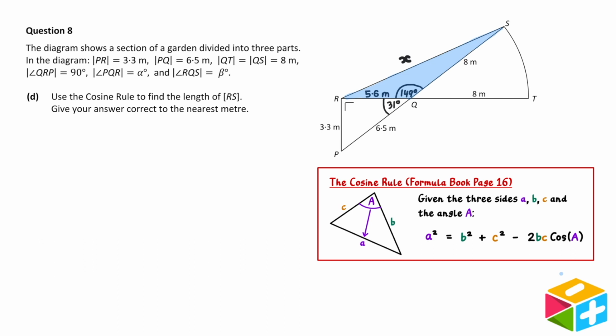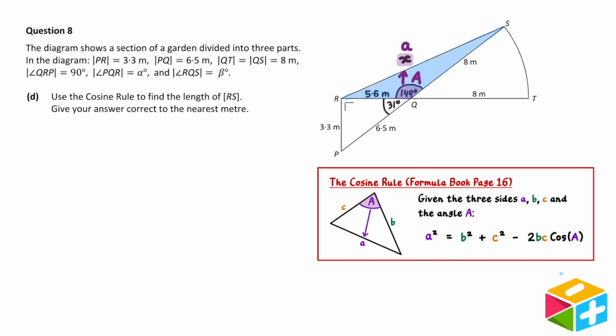The cosine rule only involves one angle, capital A. We only know one angle in our triangle, 149 degrees. So let's label this with capital A. The side opposite this angle must be labelled with lowercase a. So here we'll label the x with a lowercase a. We can label the other two sides with b and c in any way we like.